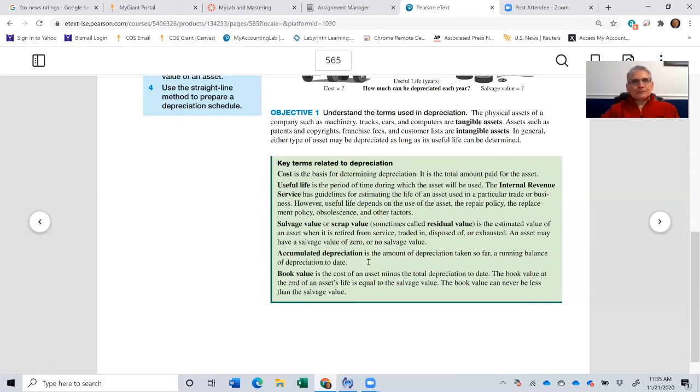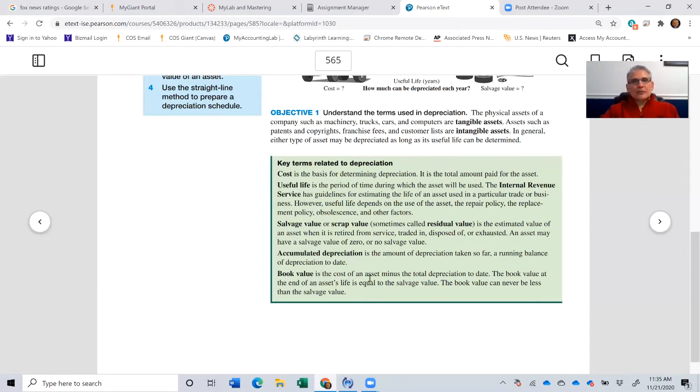Accumulated depreciation is the amount of depreciation taken so far, a running balance of depreciation to date. Every year you're going to recognize some depreciation, a total amount that's being depreciated. Accumulated depreciation is keeping track. It's adding up all those years. If you have an asset that's going to last you 5 years, you track it for 5 years, and after the second year, you can see how much so far. After the third year, how much so far, and keep an accumulated depreciation of that asset.